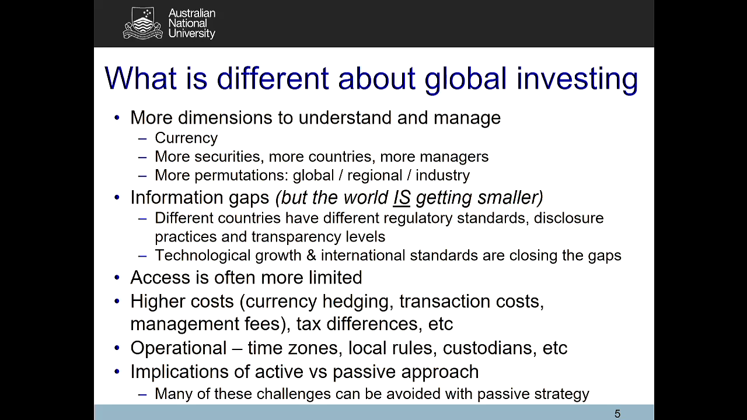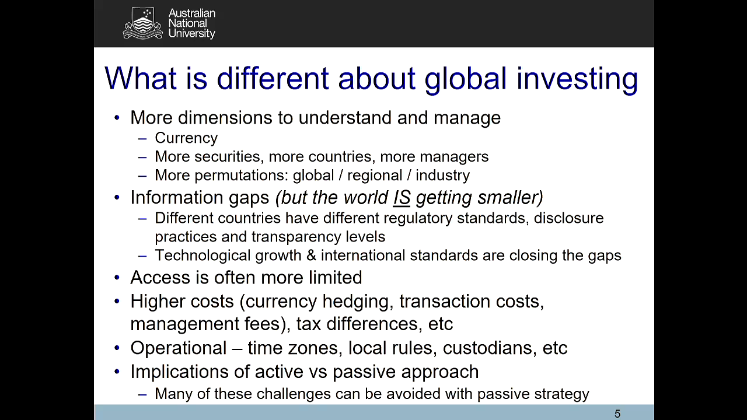You need to decide, do I hedge my currency risk? Or do I outsource it to a manager to hedge it for me, which luckily isn't going to be too expensive. We'll talk about that later. It's about 5 to 10 basis points a year, but it's another decision you have to make. You've got, as I said, more securities and more countries to analyse. Or even if you're a multi-asset class investor, if you're not going to invest overseas directly, you're going to outsource it to a manager, which means you're going to have more managers that you need to monitor.